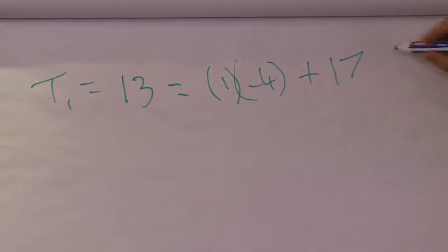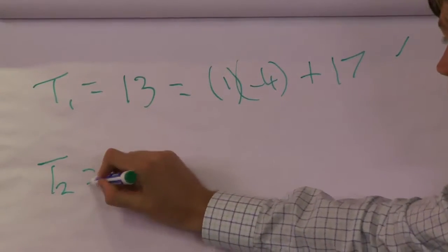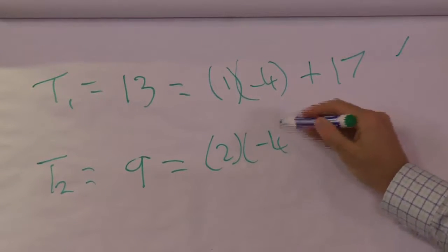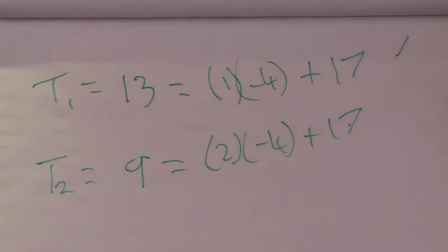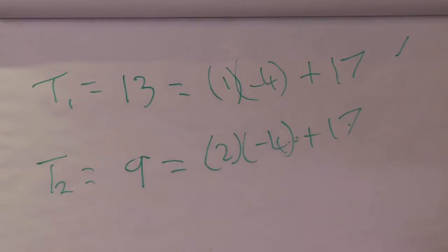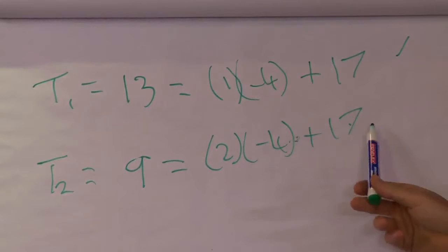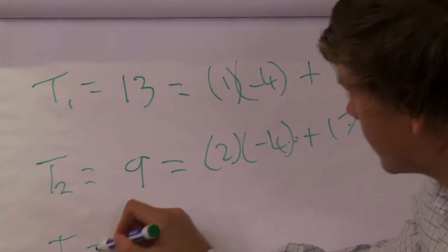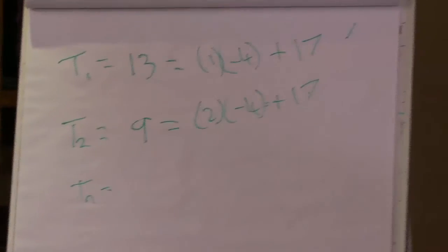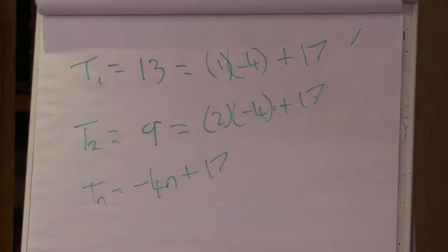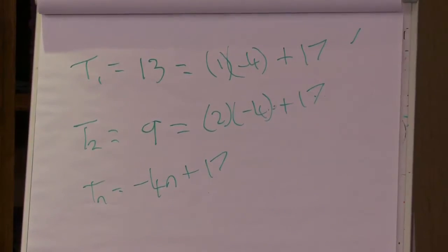That is true. Let's see if this works. What is T2? 9. Good. Is equal to 2 times minus 4, and our rule is plus 17. Is that true? 2 times minus 4 is minus 8. Remember, you're carrying the minus. Minus 8 plus 17 is 9. And you got the answer. So what is Tn? It's actually plus 17. That was really good.